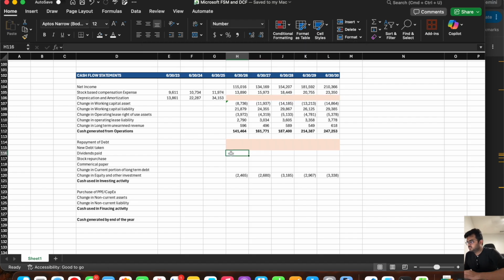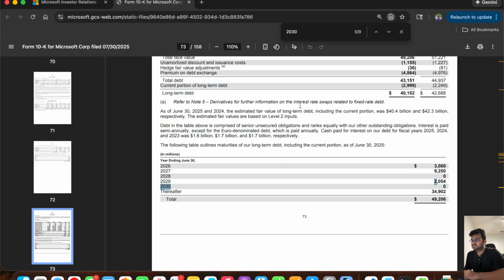These 2 items I have completed. Then I would do the same for the commercial paper, because by end of the day, commercial paper is also a form of debt. I'm not going to do anything. But now what we can do is update or work on the dividends paid and stock repurchase. We will go back to our cash flow statements.